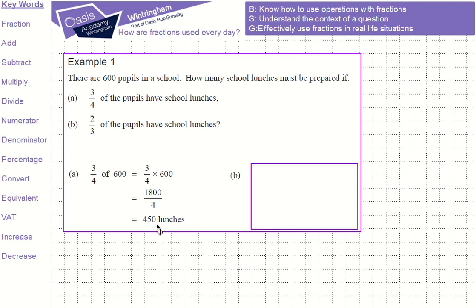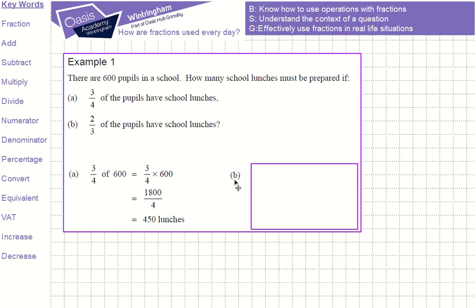And that's going to be our final answer, because let's just have a look back at the question. How many school lunches must be prepared? So it says 450 lunches. Just need to bring it back into context of the question and use lunches there. It's not talking about drinks or anything like that. It's talking about lunches, and we need to include that on our final answer.